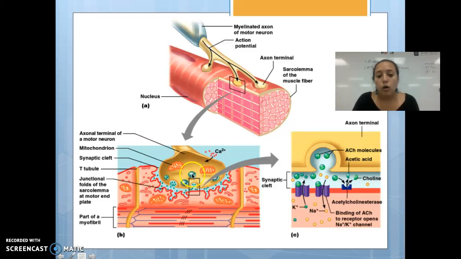Okay, so when action potential reaches this area, that's going to cause your synaptic vesicles with the ACH inside to come to the end, and exocytosis occurs. Your ACH will now cross. So now we're going to zoom in to this picture. So this is exocytosis right here. So this is what we're looking at. So ACH now crosses the synaptic cleft, that's the space in between with the fluid, and it attaches to this purple structure called your receptors.